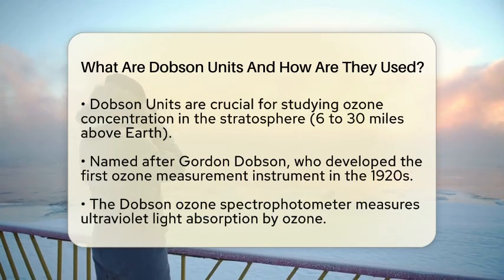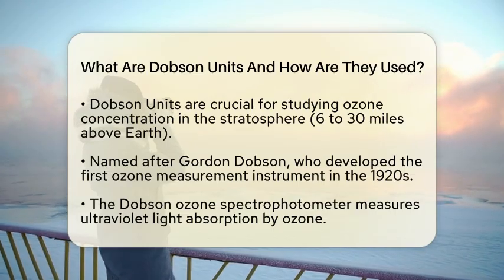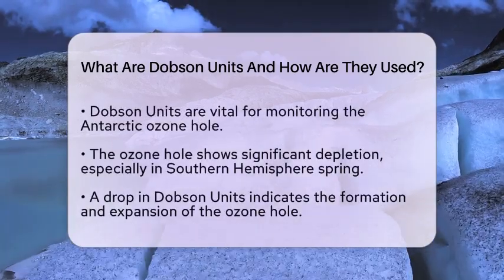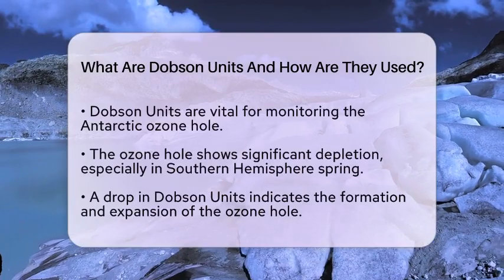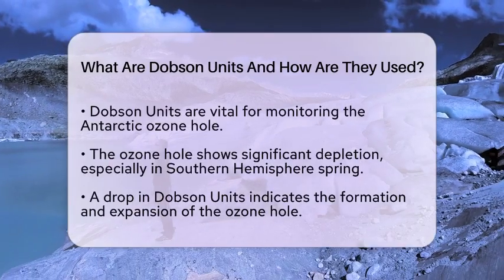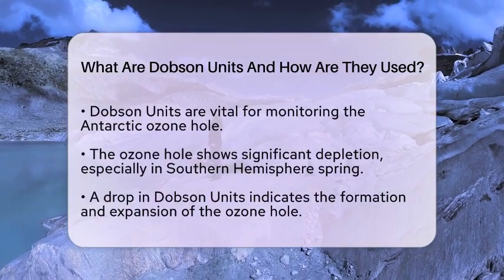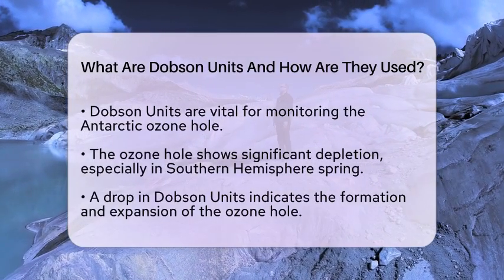The name Dobson units comes from Gordon Dobson, a scientist who created the first instrument to measure total atmospheric ozone from the ground back in the 1920s. This instrument, known as the Dobson ozone spectrophotometer, measures how much ultraviolet light from the sun is absorbed by ozone in the atmosphere. This allows researchers to calculate the total ozone amounts in Dobson units.